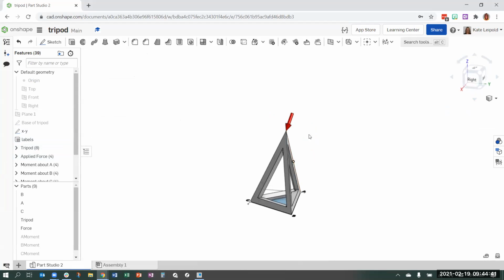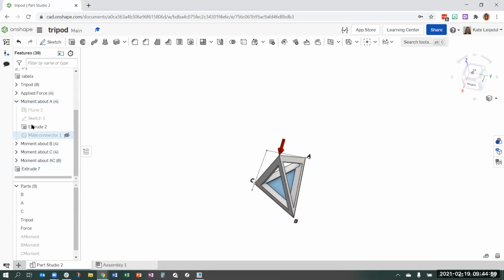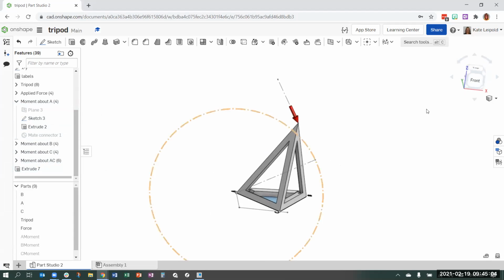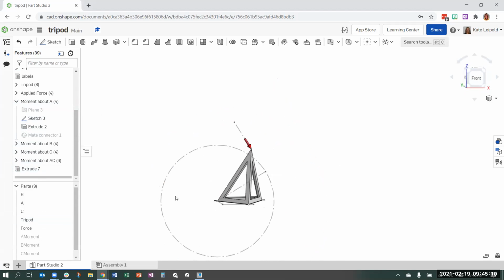So if I want to investigate what a moment means based on a force, the first thing I'd like to look at is the moment about A. So this force applied at point D, what kind of rotation does it cause around point A? And here's how I've shown this. Let's look normal to this sketch. We're looking at it in 2D.